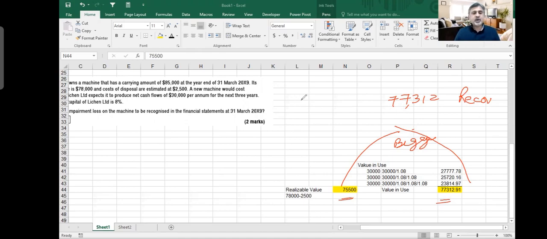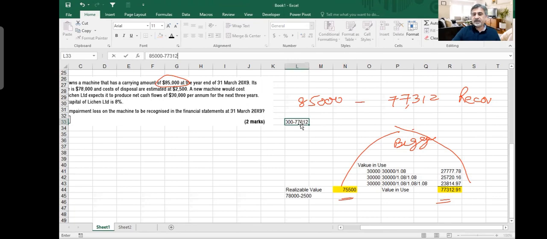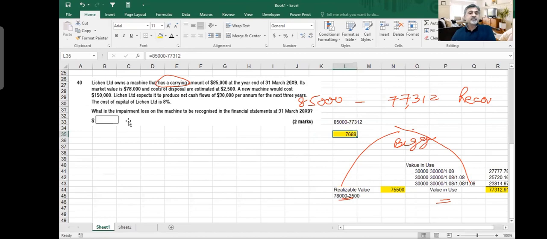In the books, the book value is 85,000. You have already recorded it in your books as 85. So the difference is the impairment. So 85,000 minus 77,312, that would be your impairment. This is what they have asked you, how much impairment you would recognize. It is 7,688, this should be the answer. You would write down 7,688, this is your impairment. Are we clear on that?